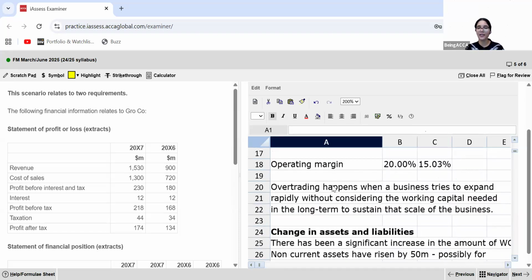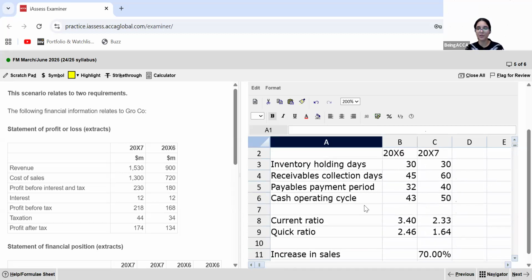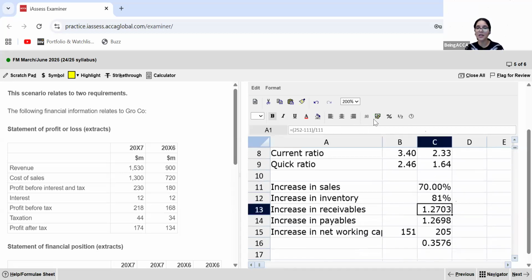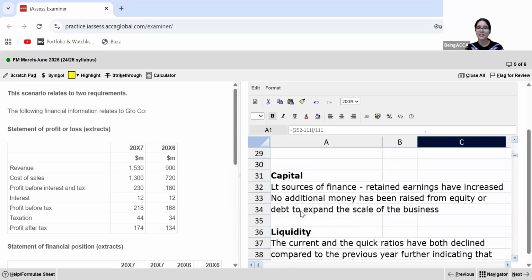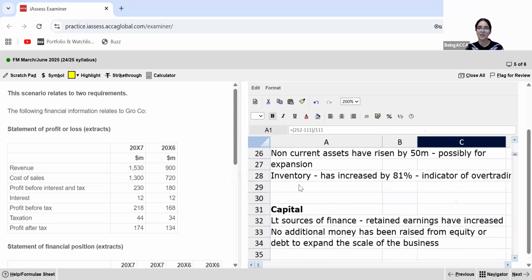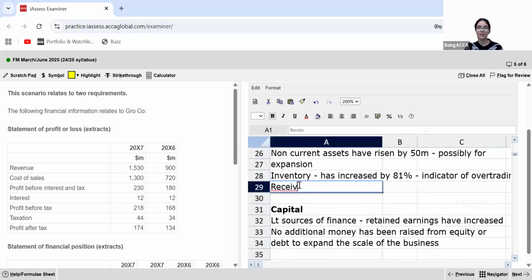Another thing that we are doing with respect to our receivables have actually increased by a whopping 100 something percent, 127%. So you will say over here that the receivables have more than doubled. That means to boost our sales rapidly, we are allowing credit to more and more people. So this is also something which is a sign, which is an indicator of overtrading.